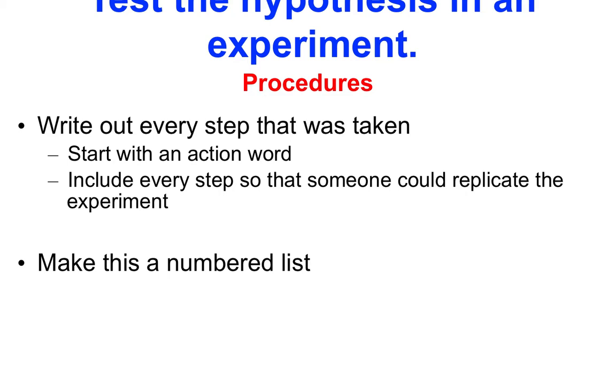When you write out your procedures, you want to be specific. Start with action words and include every step so that someone who is reading it can duplicate what it is that you're trying to convey. What did you do in your experiment? If I want to reproduce it, what procedures do I need to follow?